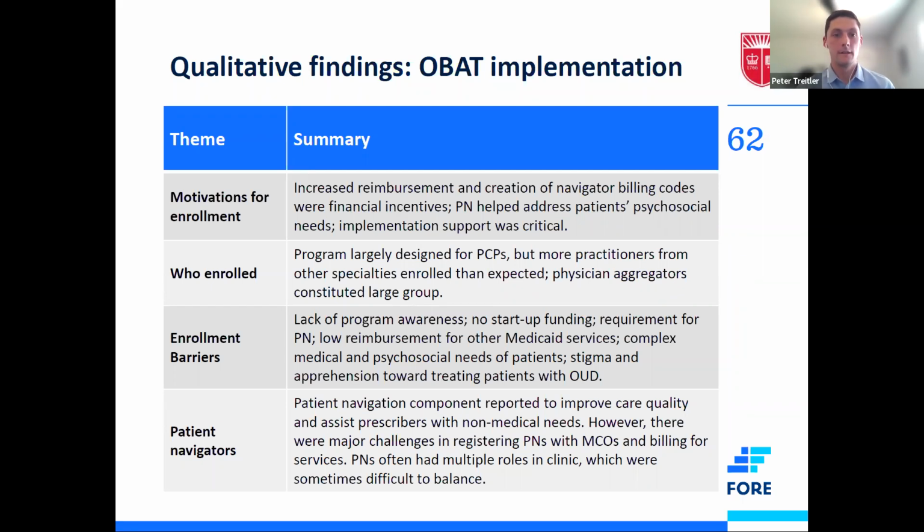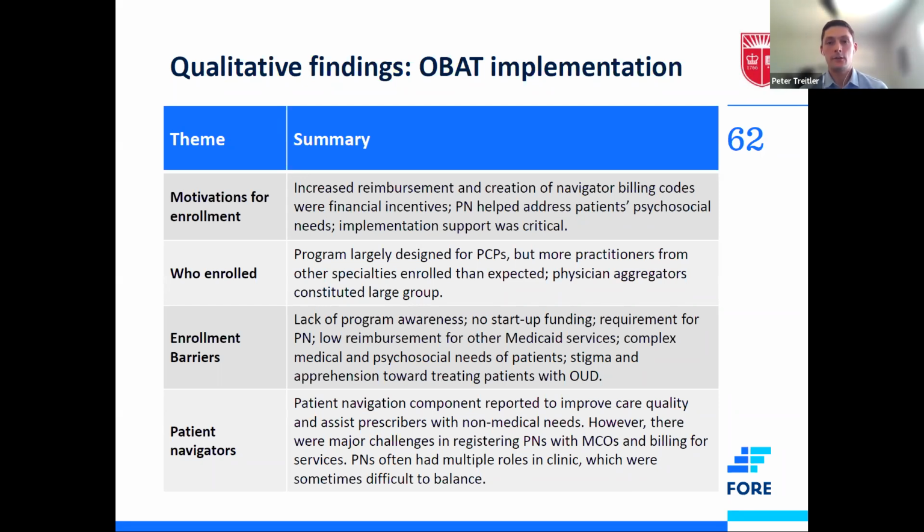We also asked about enrollment barriers because, although a good number of providers did enroll, it wasn't nearly as many, obviously, as there are practitioners in New Jersey, not even close. So we asked what were some of the barriers, and one was a lack of program awareness. Even though it did increase rates for services, there was no startup funding, which some thought to be a challenge. The requirement for patient navigation was one that came up several times.